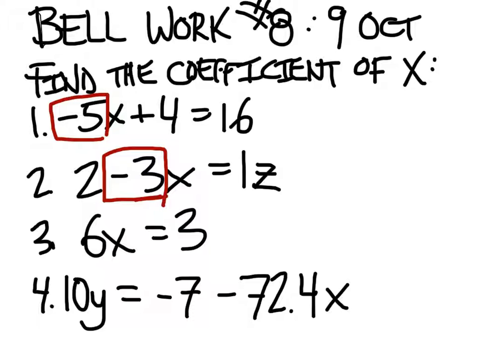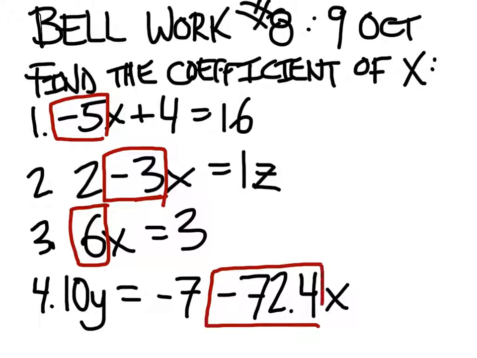Remember, it has to take the operation immediately to its left. What about number 3? Morgan? 6. That's very good. What about number 4? Isaac? 10. No, it is definitely not 10. Addie? -7. That is correct. We wanted the coefficient of x. That would be the coefficient of y.